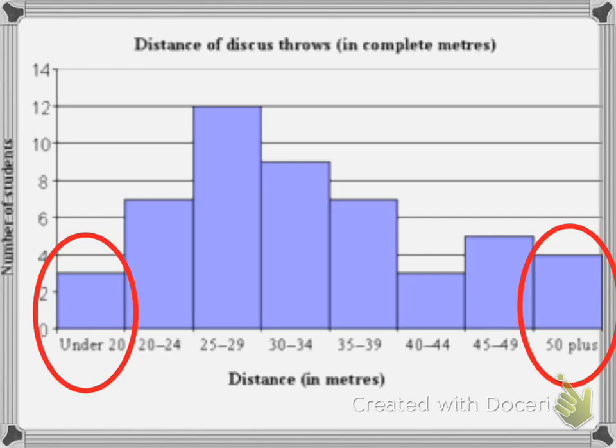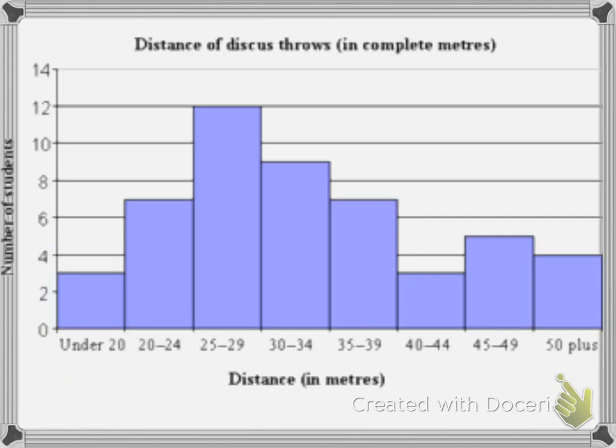This is the bar for under 20, and this is the bar for 50 plus. Those do not fall into the same range as the other ones. Those do not fall into the same range as having 4 points between them. So they do not fall into it, which means that even though this looks like a histogram, it is not. It is almost, but it is not.